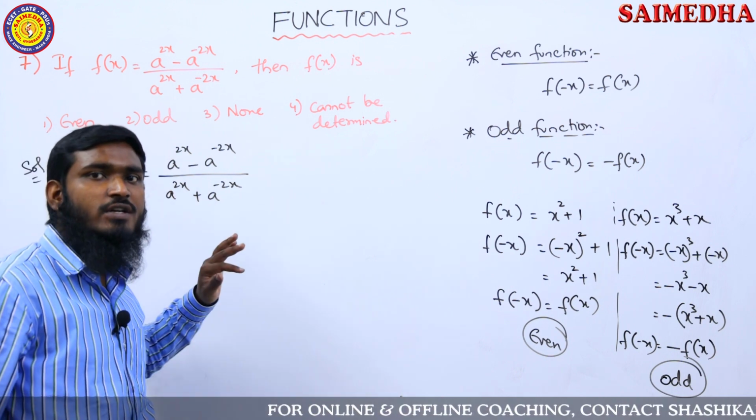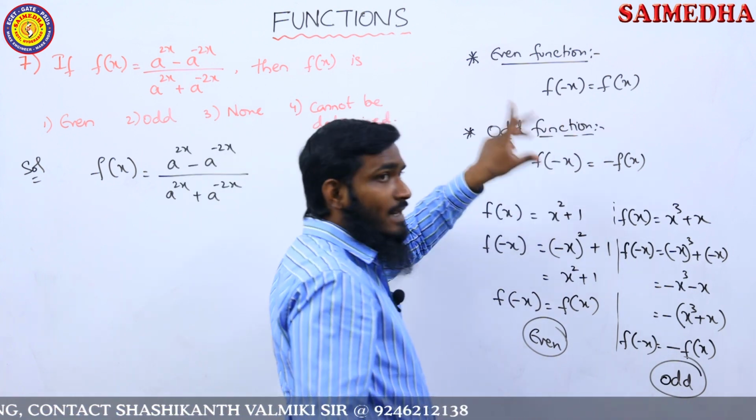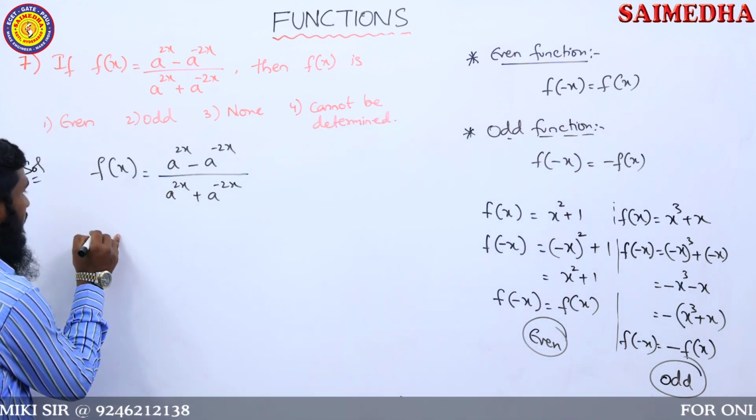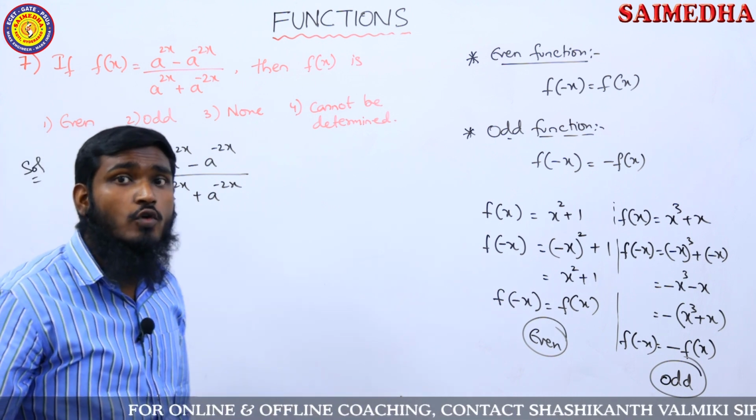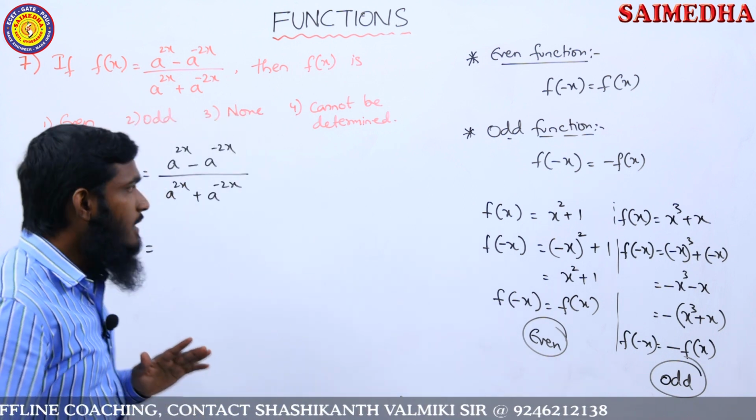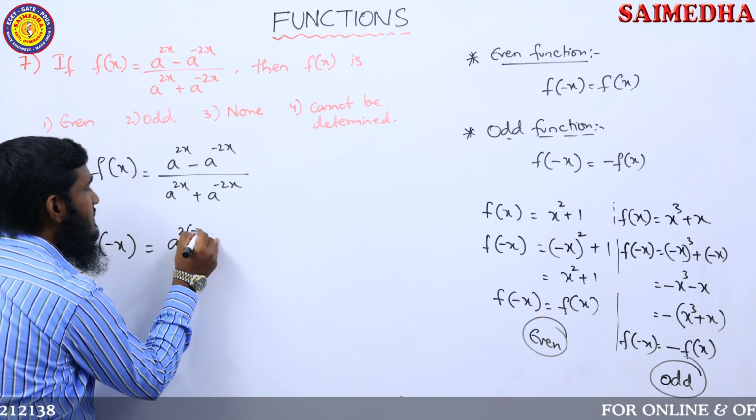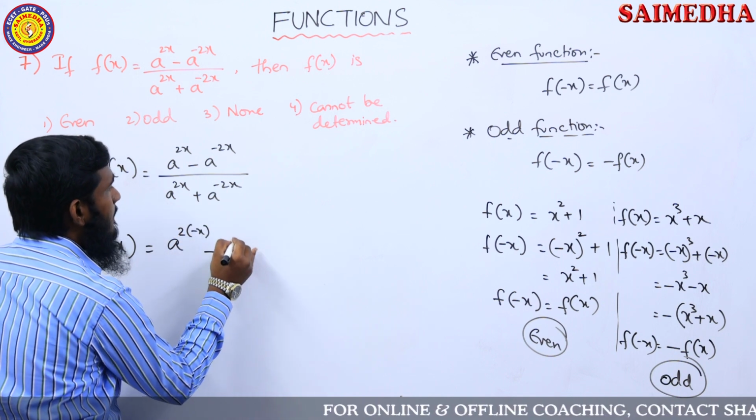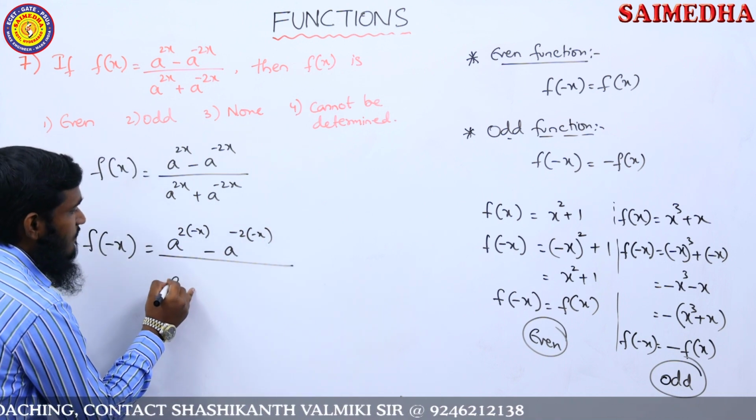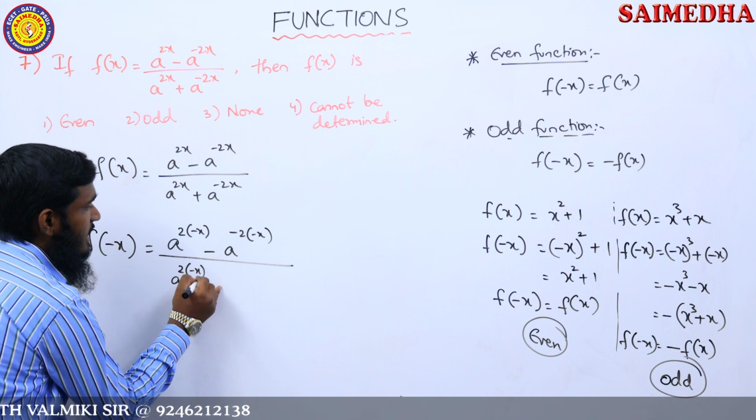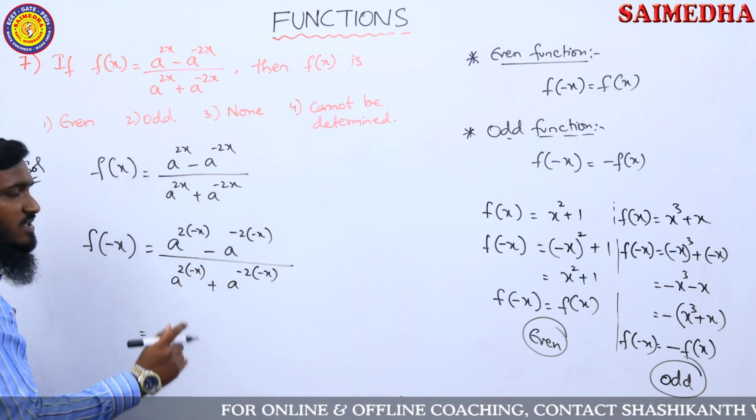After writing the same function, which value do we have to find actually? We have to find the f of minus x value. f of minus x means what we have to do? In the place of x, we have to write minus x. So this can be written as a power 2 into minus x, minus a power minus 2 into minus x, then divided by a power 2 into minus x plus a power minus 2 into minus x.